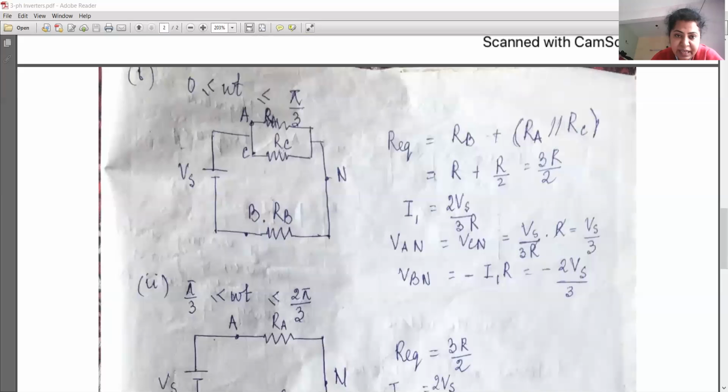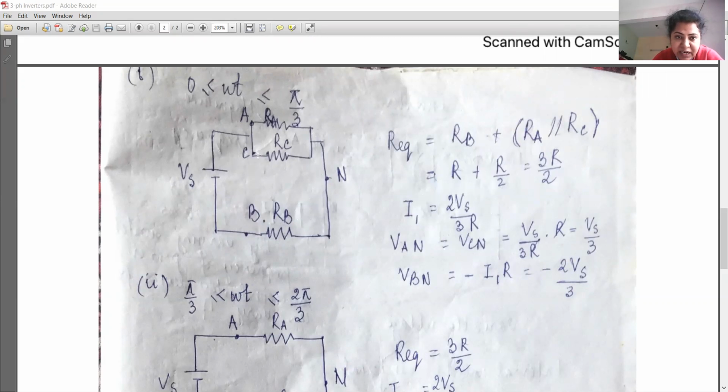So if RA and RC are connected in parallel, we will have a resistance equal to R by 2, and RB is in series with the resistance R by 2. So we have an equivalent resistance of 3R by 2. The current flowing through this load will be equal to Vs by 3R by 2. So that gives us 2 Vs by 3R.